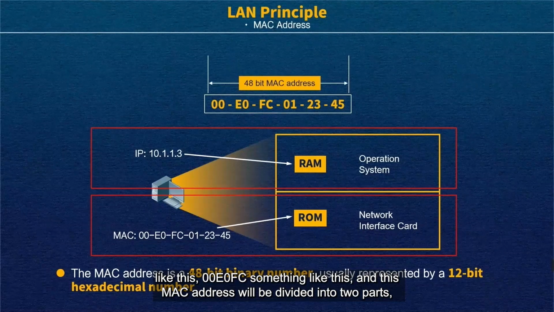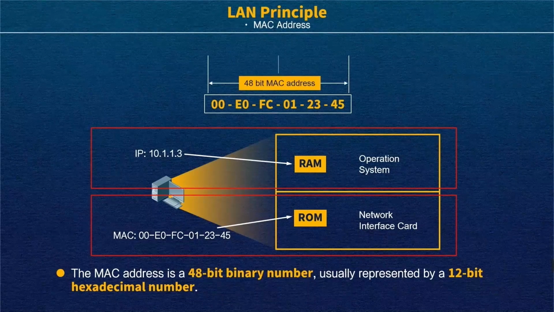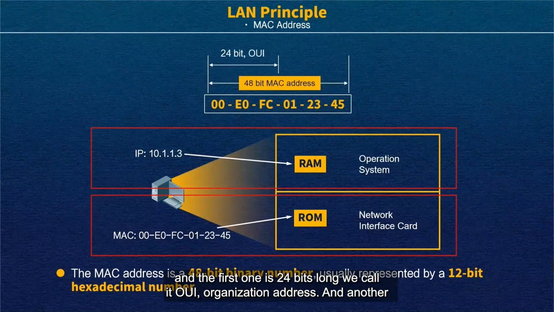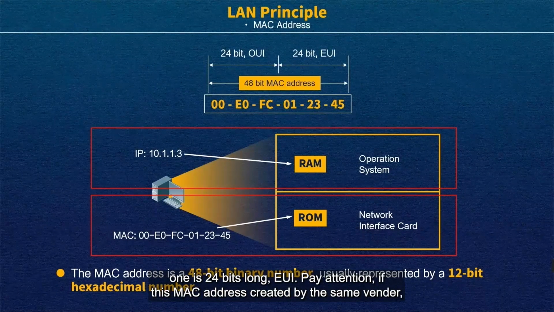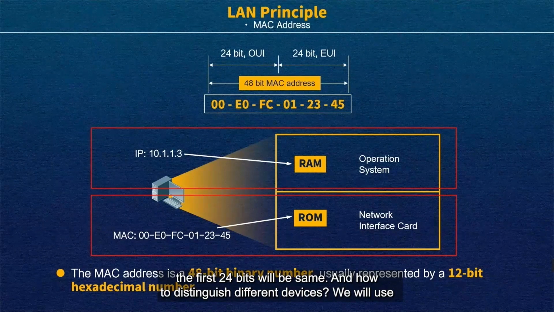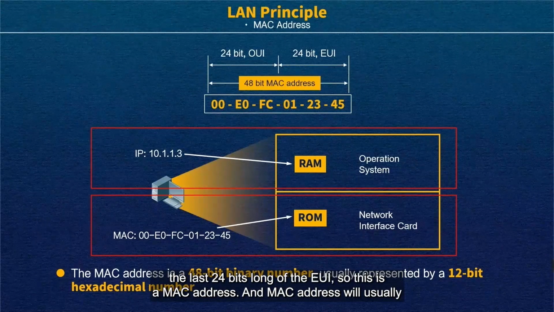And this MAC address is divided into two parts. The first one is 24 bits long, called the OUI, the organizationally unique identifier. And the other is the last 24 bits. Pay attention: if MAC addresses are created by the same vendor, the first 24 bits will be the same. And how do we distinguish different devices? We use the last 24 bits. So this is a MAC address.